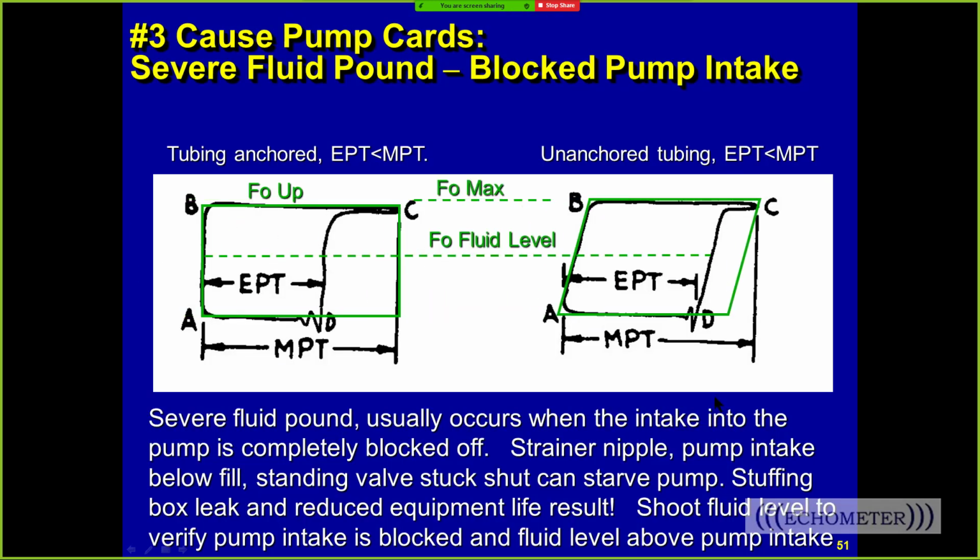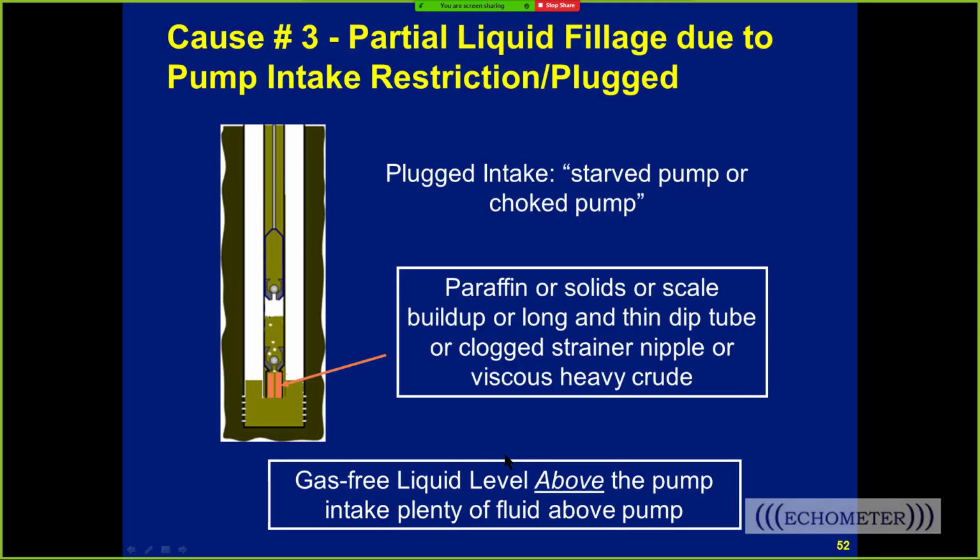Now, when you look at the blocked intake pump card, we show that the pump card's up at FO max. We show that the pump card height should be at FO from the fluid level, and it's not. And we often see this negative load when the plunger hits the liquid. And if it's anchored, it's a vertical line. If it's unanchored, it leans over based on a tubing stretch.